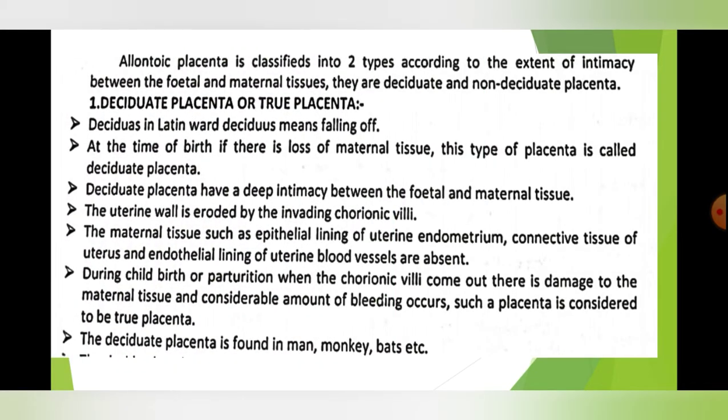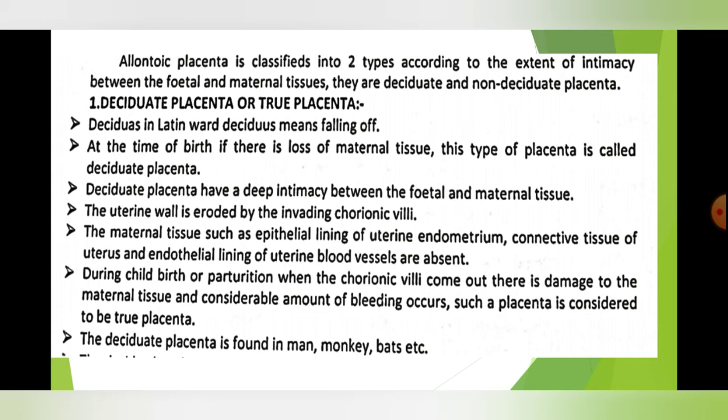Allantoic placenta is again divided into two types according to the extent of intimacy between the fetal and the maternal tissue. Okay, so based on how much it is fixed or how much it is attached. Both attachment is there between a fetal and a maternal tissue. The allantoic placenta is divided into two types. One is deciduate and another one is non-deciduate placenta.